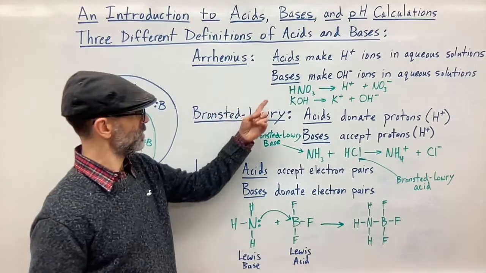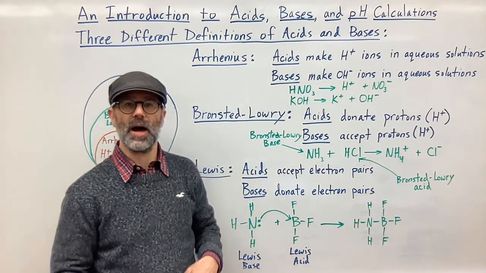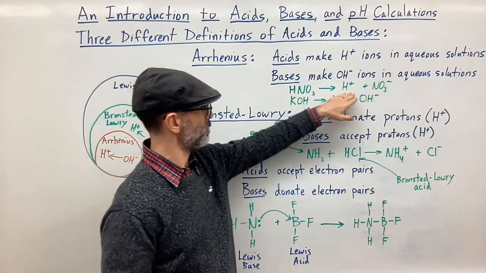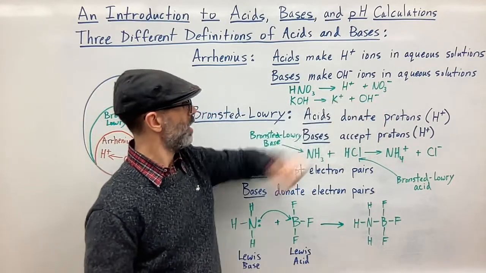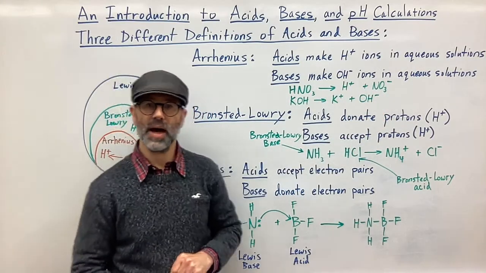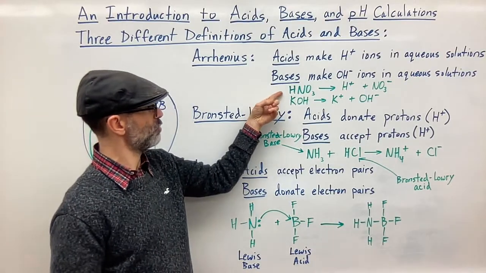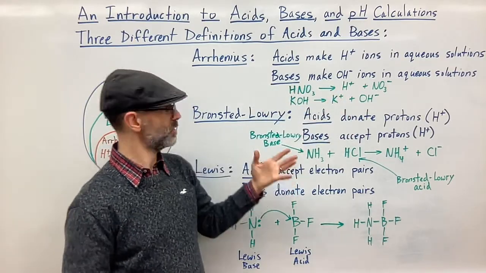If we look at these examples here, we have HNO3. HNO3 is going to break apart or ionize into H plus and NO3 minus. You have your nitrate ion and your hydrogen ion. And so this would be an acid according to the Arrhenius definition because it's producing an H plus.